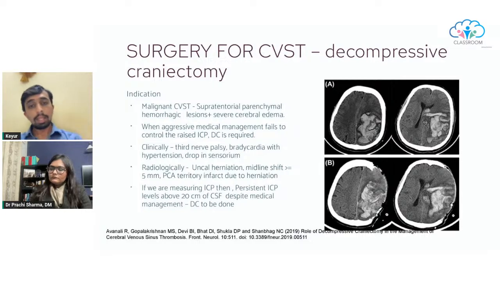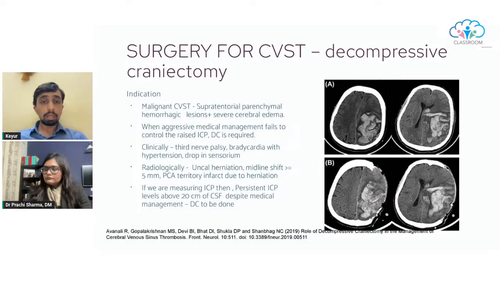Clinically, in such patients, we see that the patient has developed pupillary asymmetry causing third nerve palsy with ptosis. Sometimes even bradycardia and hypertension may be an indication to go ahead with the surgery, and sometimes even a drop in sensorium. Radiologically, we have to confirm these clinical signs, saying that the patient has developed uncal herniation, midline shift of more than 5 mm, and a PCA territory infarct due to herniation. If we are measuring ICP, then persistent ICP levels above 20, some guidelines say even more than 25 centimeter of CSF, despite medical management. In that case, decompressive craniectomy is required.